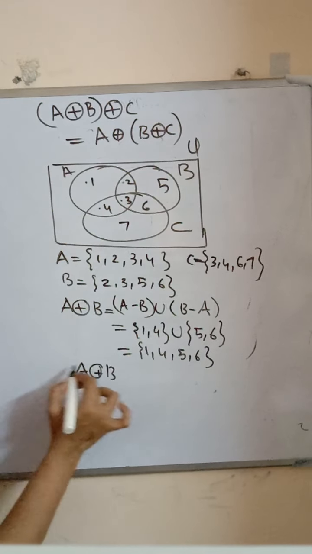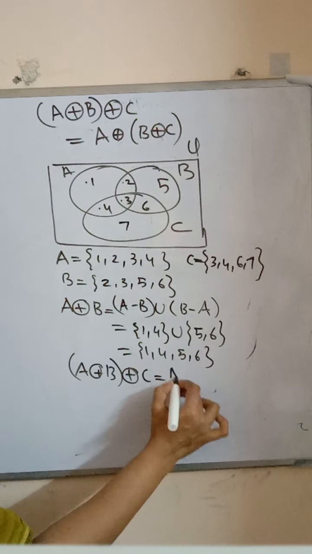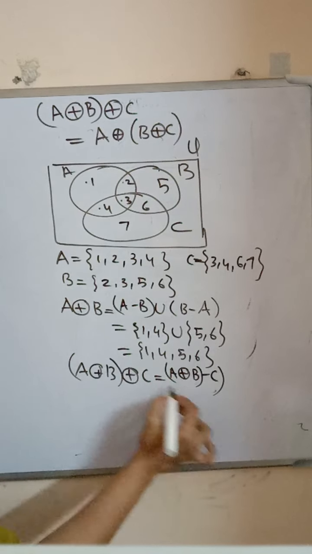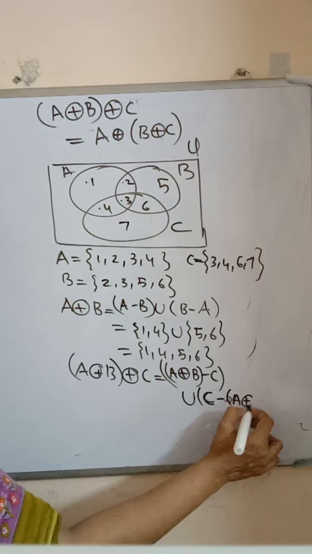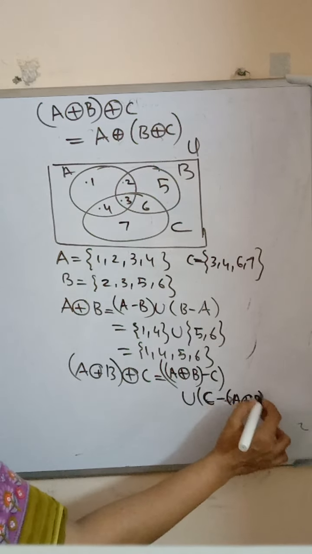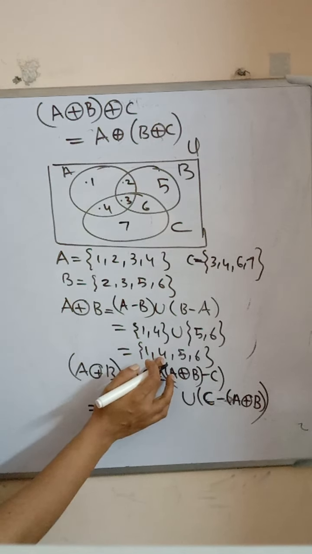Then (A Δ B) Δ C, by the definition, is equal to ((A Δ B) difference C) union (C difference (A Δ B)). That is equal to (A Δ B) difference C, that is set {1, 5}, union C difference (A Δ B), which is set {3, 7}. {1, 5} union {3, 7} is equal to set {1, 3, 5, 7}. That is equation 1.